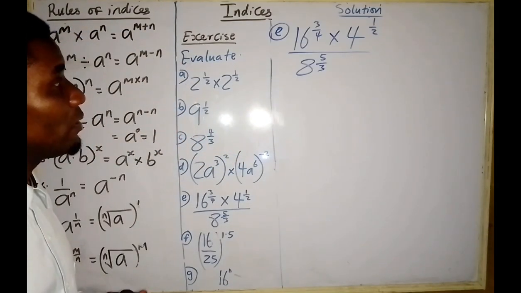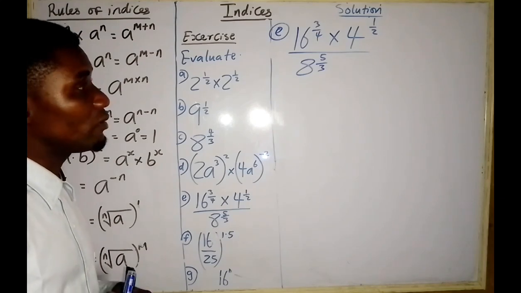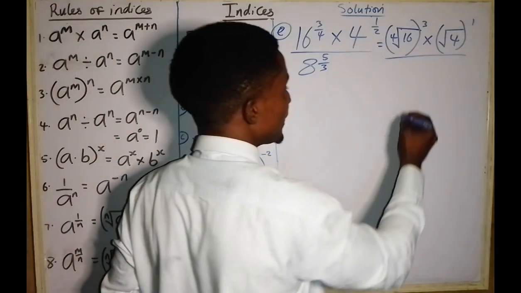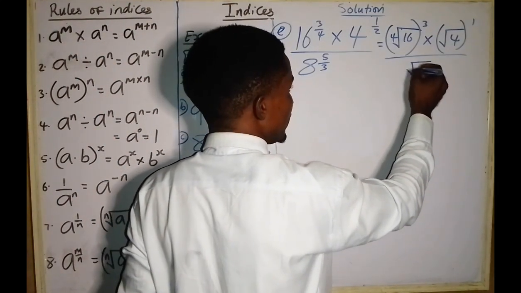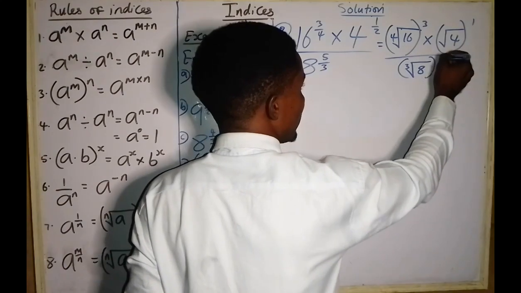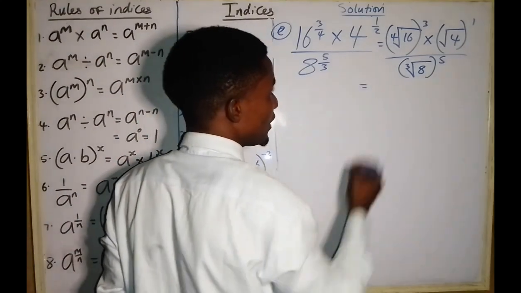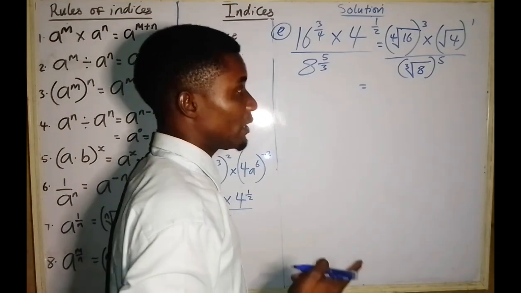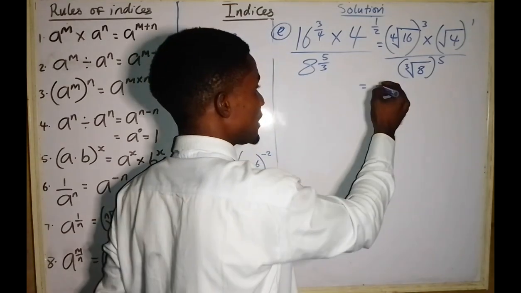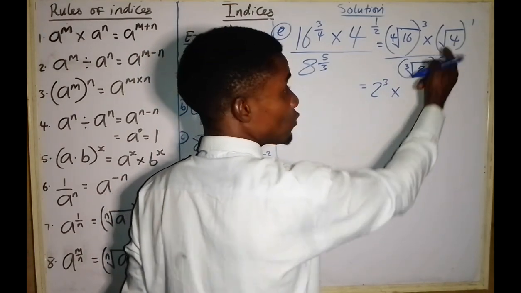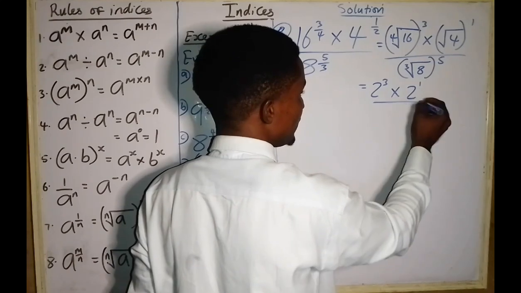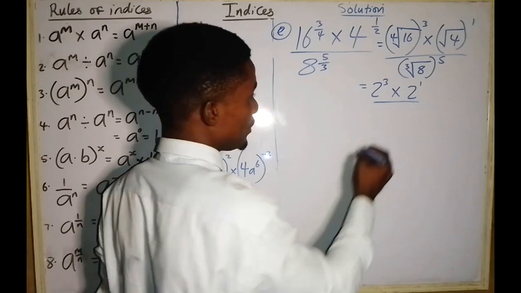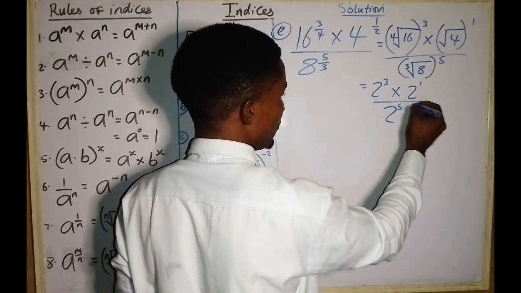So the fifth question says evaluate 16 raised to the power of 3 over 4 times 4 raised to the power of 1 over 2 divided by 8 raised to the power of 5 over 3 divided by cube root of 8 raised to the power of 5. Now the fourth root of 16 is 2. That is 2 times 2 times 2 times 2: 2 times 2 is 4, 4 times 2 is 8, and 8 times 2 is 16. So the fourth root of 16 here is 2, raised to the power of 3, times the square root of 4, which is 2 raised to the power of 1, divided by the cube root of 8, which is going to be 2 as well. 2 times 2 is 4, 4 times 2 is 8. So we have 2 raised to the power of 5.